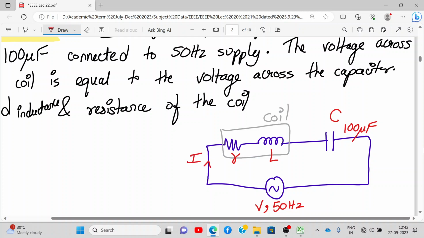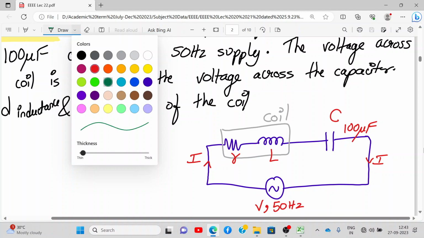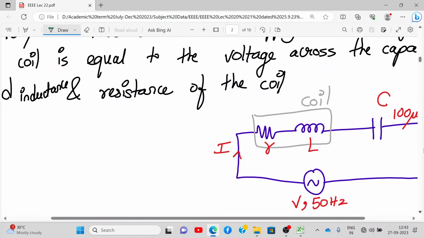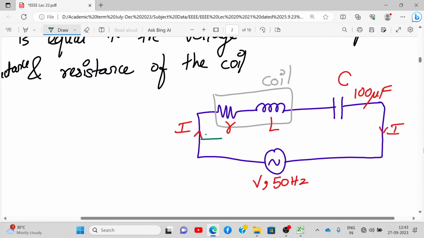This is current. Can you read the statement again? The voltage across the coil is equal to the voltage across the capacitor. What does that mean? Let's say, I'll expand it even further. If this is my voltage across the coil, I'll write it as V coil, okay? And this is the voltage across the capacitor. What is the meaning of the statement? VC is equal to V coil. That is the given data. And the power factor of the coil is given.